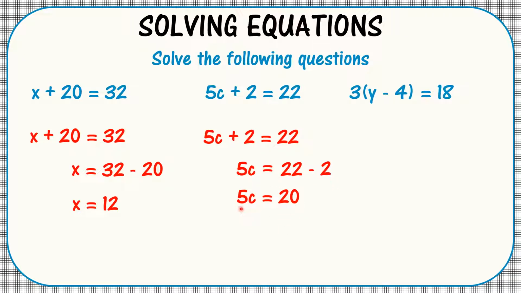Now what you need to understand is that 5c means 5 times c. The opposite of timesing by 5 is dividing by 5. Therefore c is equal to 20 divided by 5. c is equal to 4.